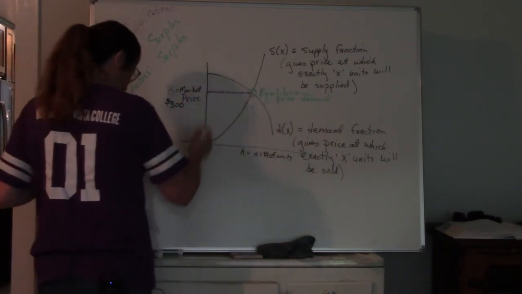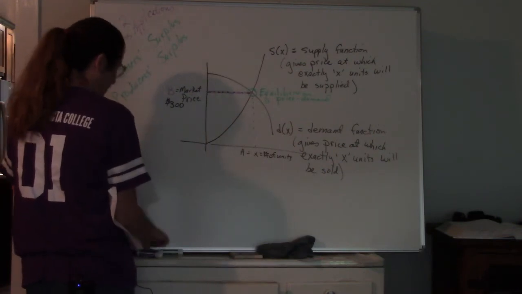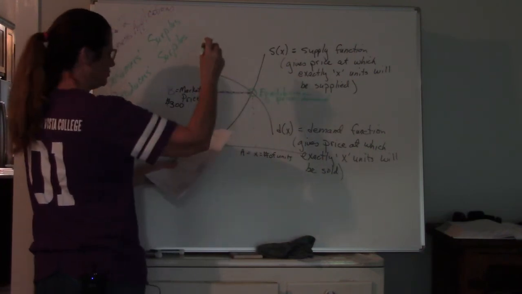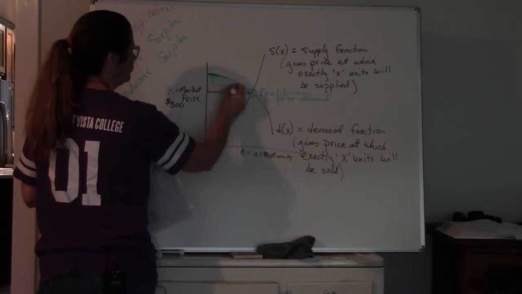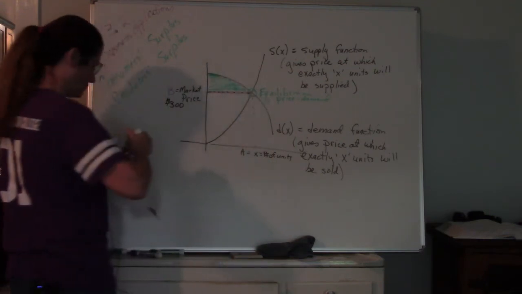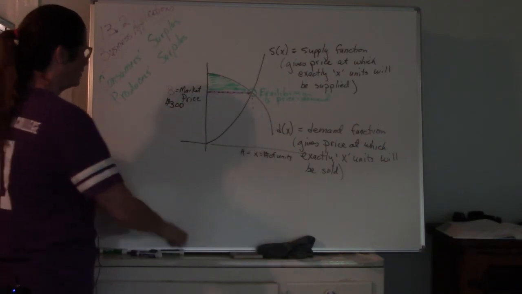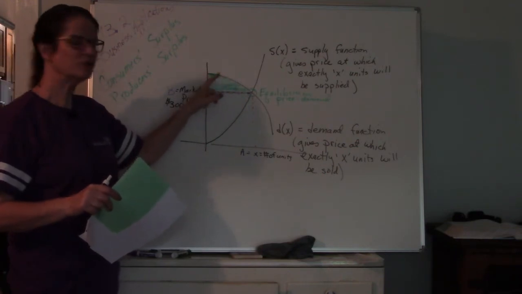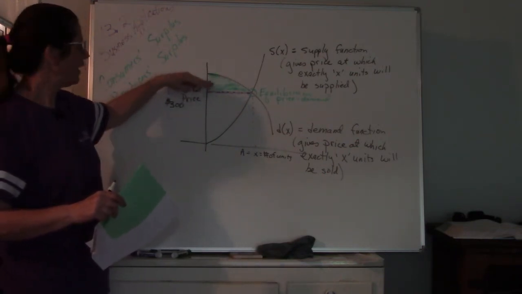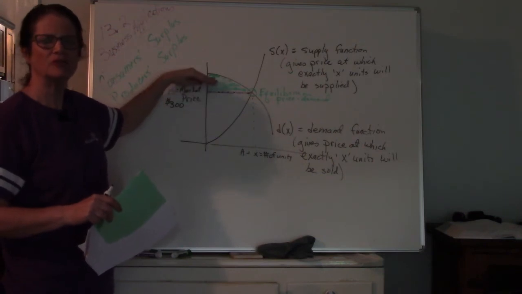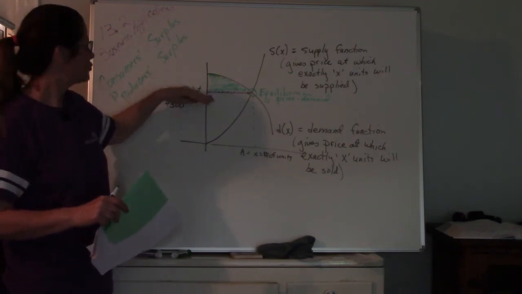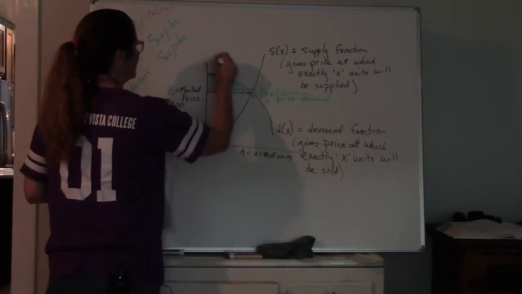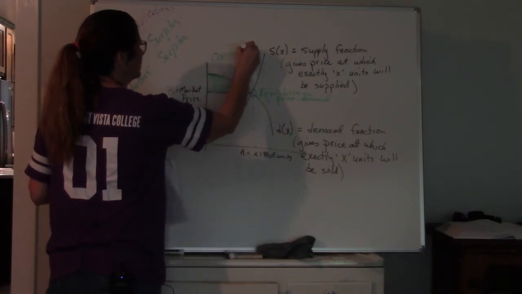Up here in this area, I'm going to do it in green. In this area, we have what's called the consumer surplus. This is the area where we have people that are willing to pay more. I would be willing to pay up to maybe $500 for a George Strait ticket. It better be a good seat. So I'm willing to pay more. This is what's considered the consumer surplus.